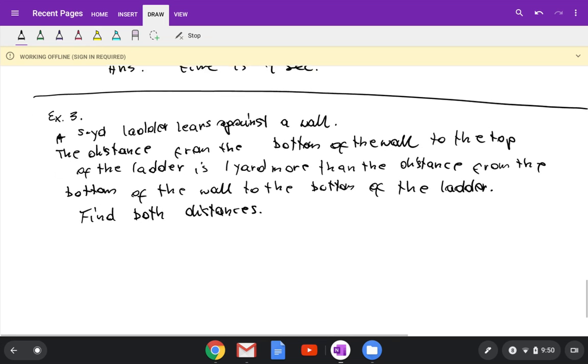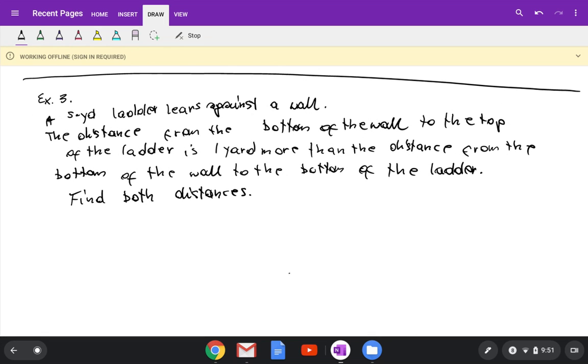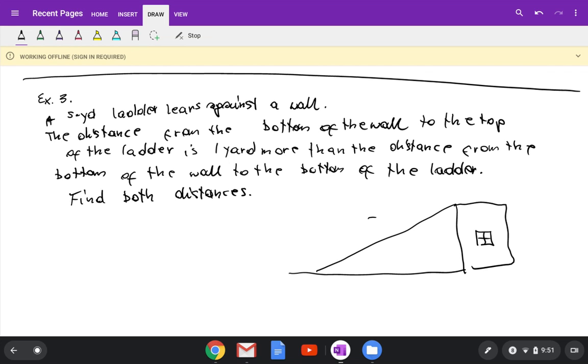Okay, so a lot of information, but what is good about this problem that I took from your textbook. We have a house right here, and you have a ladder. The ladder is 5 yards long. Here, this is the wall of the house. This is the ground, so you definitely have a 90 degree angle over there. As you guys see, we have a right triangle, so we will definitely work with the Pythagorean theorem.